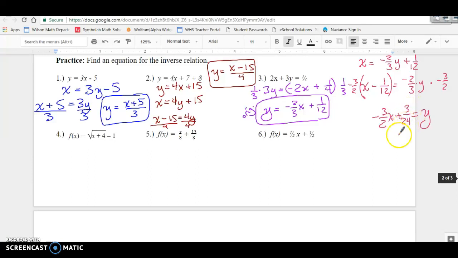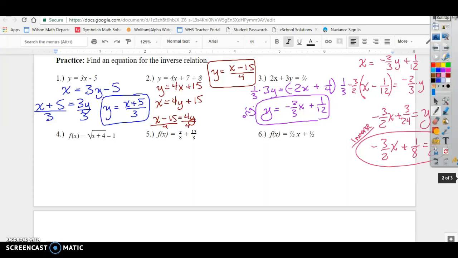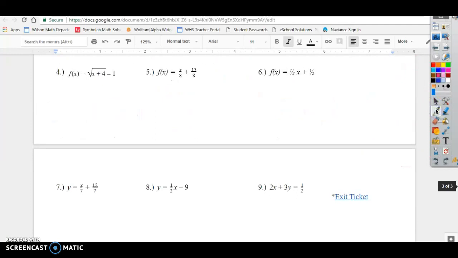Now I can reduce this, and that's what I'm going to do here. That cannot be reduced, so this would be 1/8. That's what y would be. So this is the original. This is my inverse. All right? Let's take a look at the last 3 here. Okay, so the next 3, 4, 5, and 6.